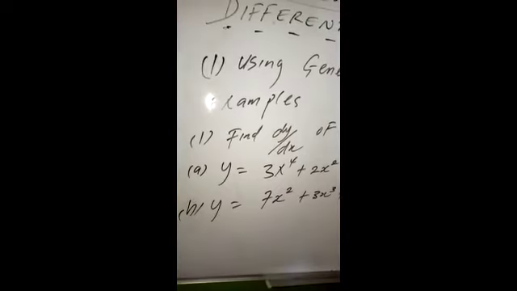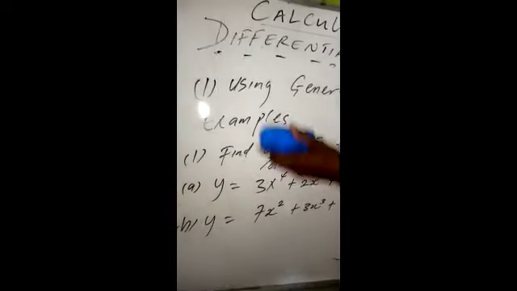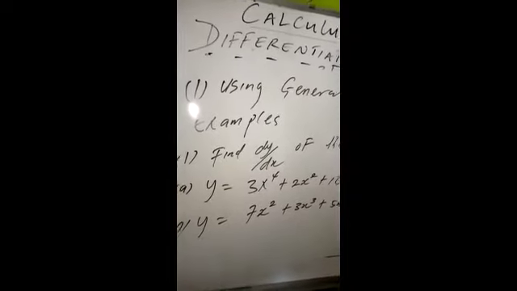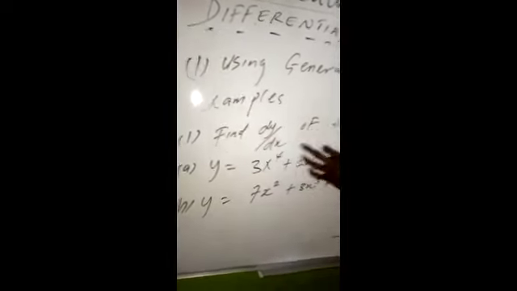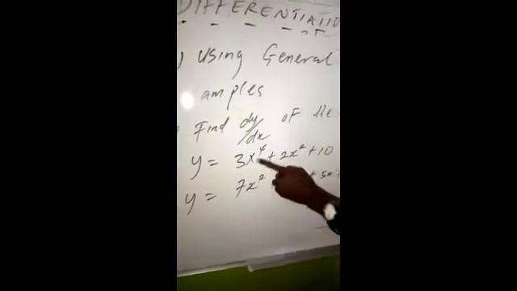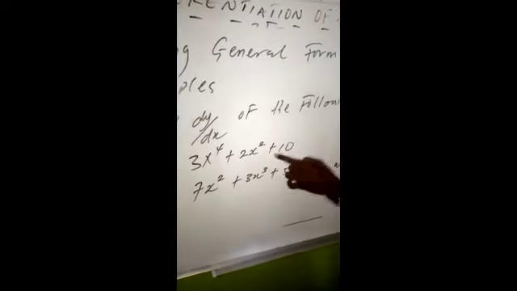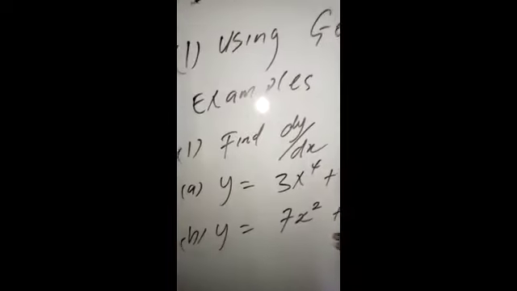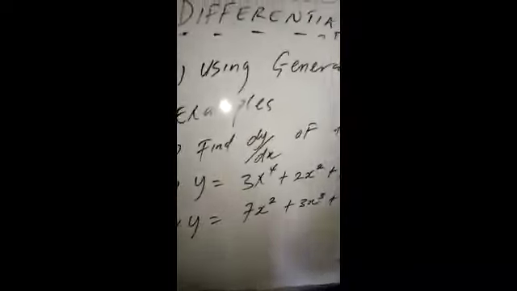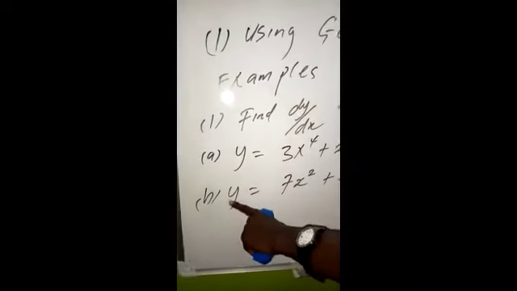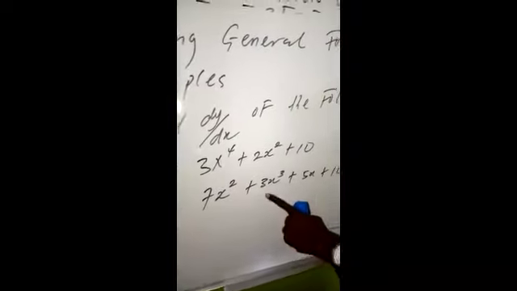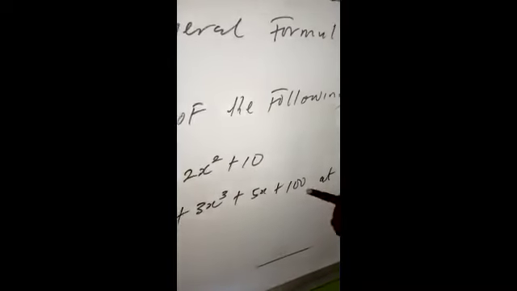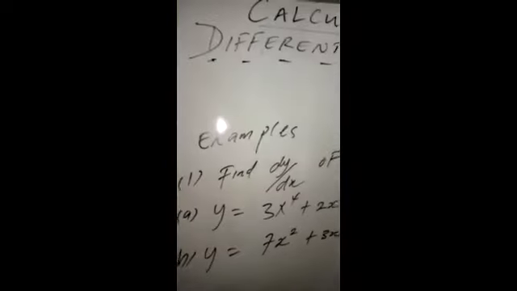Agams tutorial series will give you the solution. Let's go straight to the solution. This is the example now. First one, just write it down. Find dy/dx of the following using the general formula. A, y equals 3x to the power 4 plus 2x to the power 2 plus 10. B, y equals 7x to the power 2 plus 3x to the power 3 plus 5x plus 100 at x equal to 1. So see what happened here by taking it one after the other.